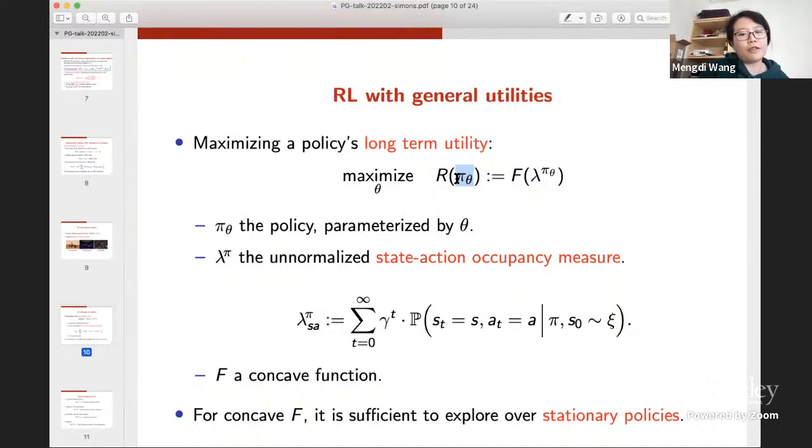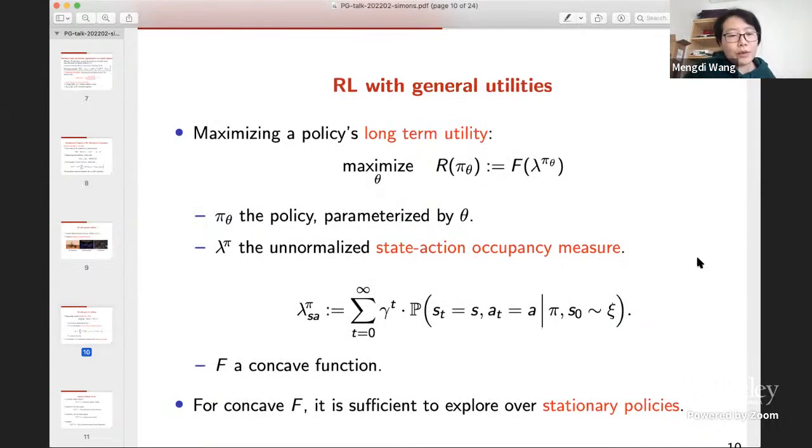Some utility function R of the policy. And we say that this utility function is going to be a functional of the state action occupancy measure generated by this policy. So we want to directly optimize a policy to figure out a preferred long-term state action distribution rather than a single sum of rewards. Okay. And we're going to consider concave function f, which operates over the policy's occupancy measure.